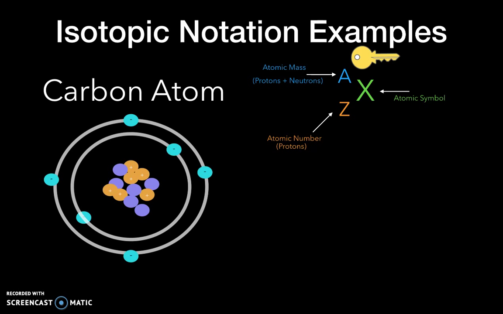Another example, we can talk about a carbon atom. The first thing we need is the symbol for carbon. We can also find this on the periodic table. The symbol is just an uppercase C. If you count the number of protons inside of this atom, we can figure out the atomic number. The atomic number for carbon is 6. Lastly, we want its atomic mass, and our atomic mass is the number of protons plus the number of neutrons. If we count up all the protons and all the neutrons in this atom of carbon, we're going to come up with a number of 12. And this is how you write isotopic notation for this carbon atom.